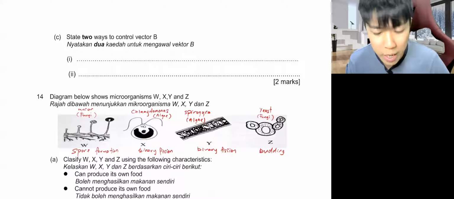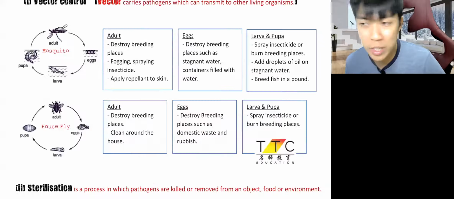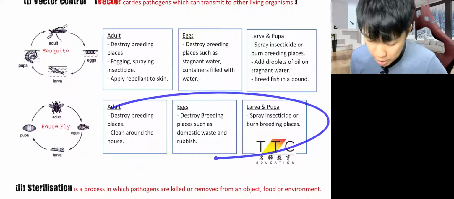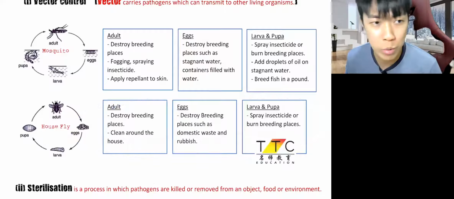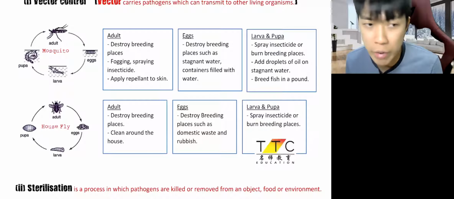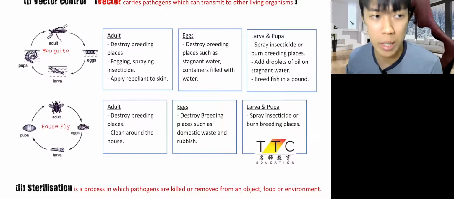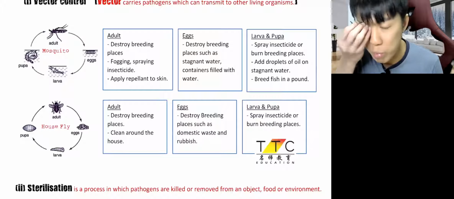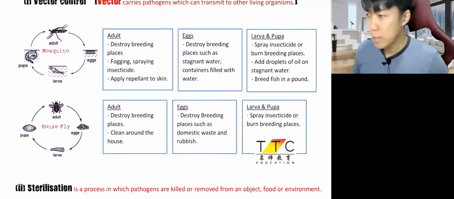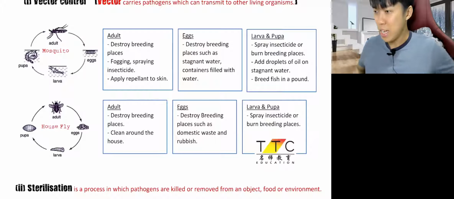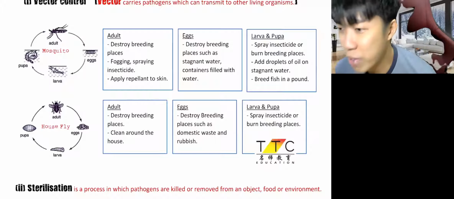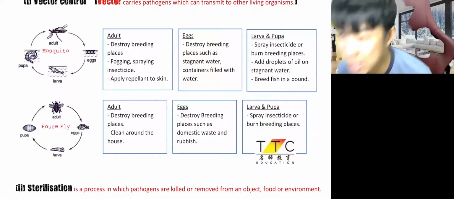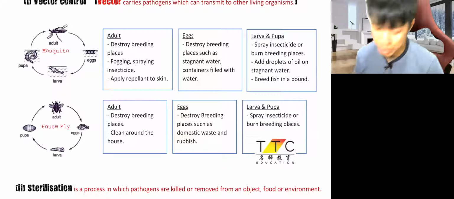Two ways to control B. Okay, again, it's all here. Two ways to control B. Whichever suits you, as long as it's for the housefly: destroy breeding places, clean around the house, cover the dustbin properly, whichever will do. Alrighty, everybody. Yay, cool. We're finally done with this. Can spray insecticide? Can, Nicholas. Spray insecticide also can.